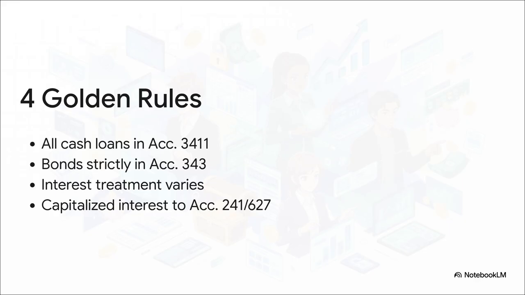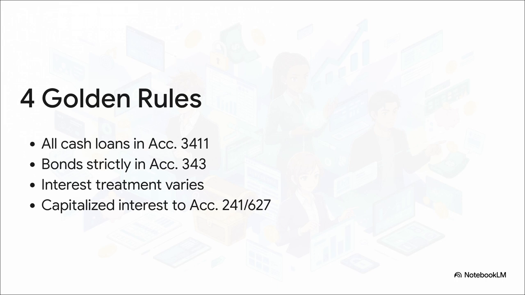First, all cash borrowings go here, and we do not separate short-term from long-term by account code. We only separate them on the final financial statements. Second, and please don't fall into this trap, bonds must never be recorded here. They go strictly to account 343.